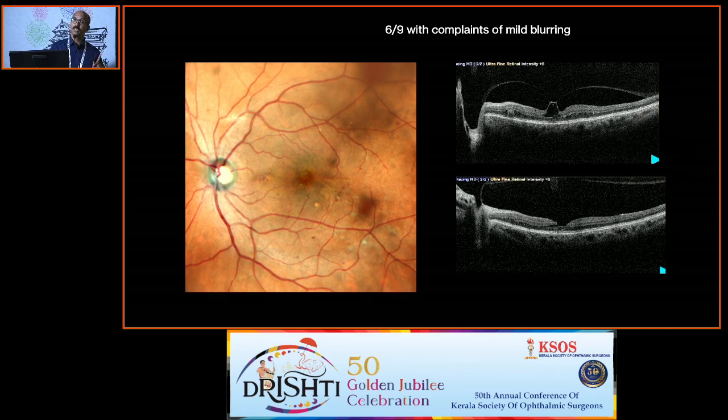But there is also a chance that 70% of the patients, if the VMT does not release, will have visual deficiency. So that is what I'm going to highlight in the next few minutes of my talk.